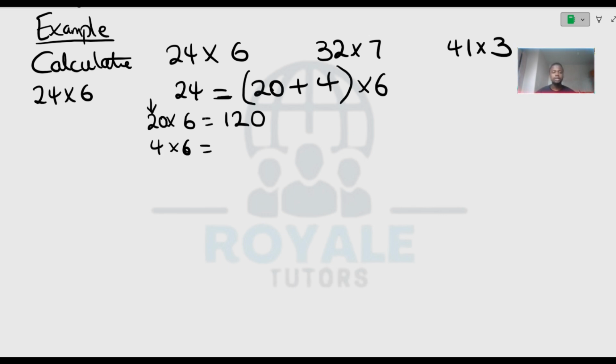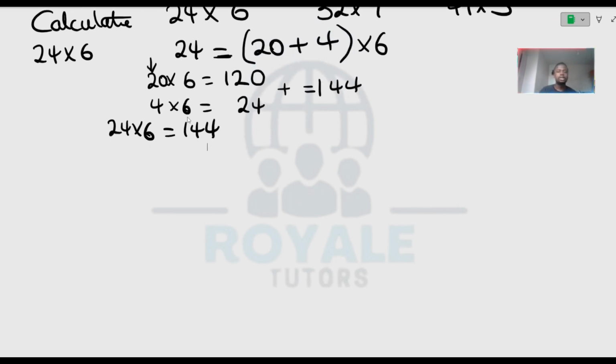Now you go to 4 times 6, which is 24. Then you add both of them together. If you add 120 plus 24, it gives you 144. This implies that 24 multiplied by 6 is 144. This is the box method. So I'm going to use the box method to solve the 3 questions. I will give you an exercise to also use the box method. Then I will use the column method to solve another set of 3 questions, and then I will give you an exercise to work on them as well.